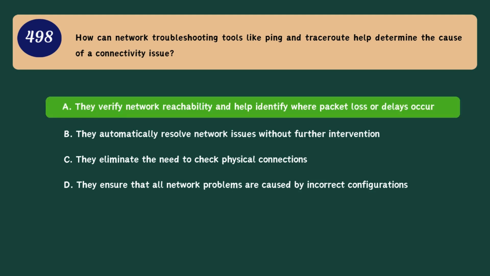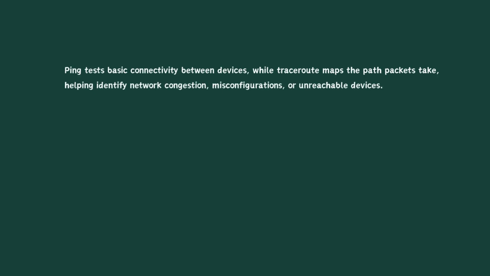Correct answer. A. They verify network reachability and help identify where packet loss or delays occur. Ping tests basic connectivity between devices, while traceroute maps the path packets take, helping identify network congestion, misconfigurations, or unreachable devices.